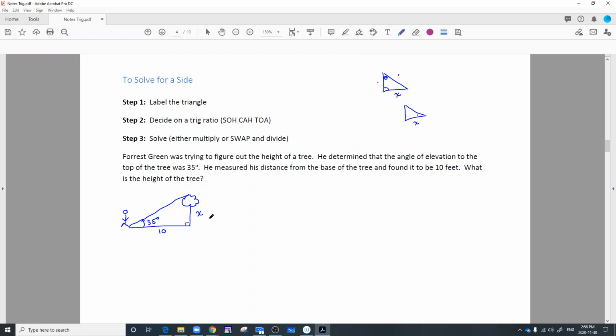So this is my right angle here. From that right angle, this is my hypotenuse. From this known angle of 35 degrees, this is my opposite. And then my leftover, or the side beside my 35 degrees, is my adjacent.